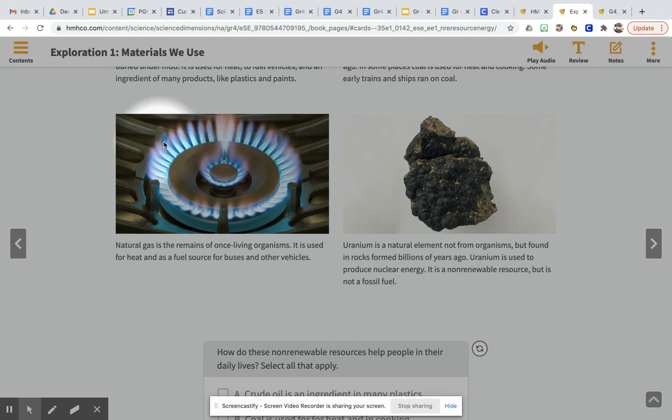All right, next we're going to be spotlighting natural gas. And this actually looks like my stove. It says natural gas is the remains of once living organisms. It is used for heat and as a fuel source for buses and other vehicles. Make sure you add to your graphic organizer.